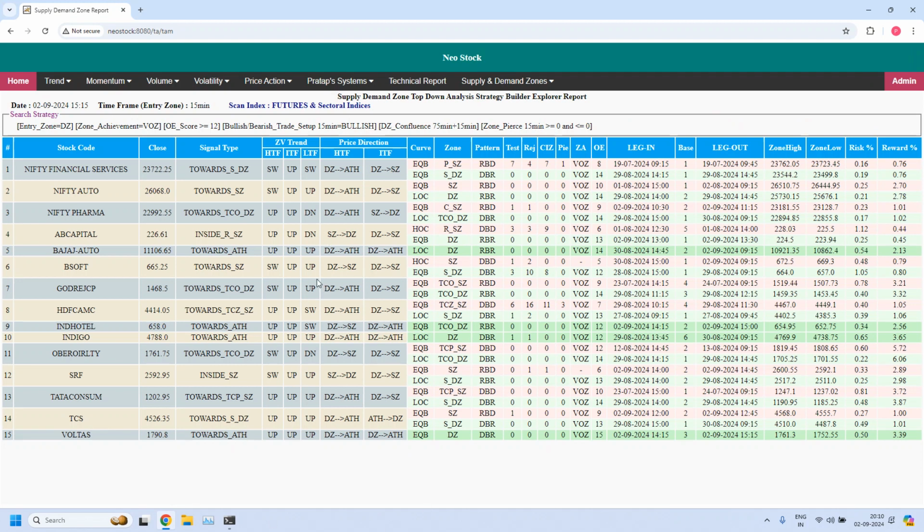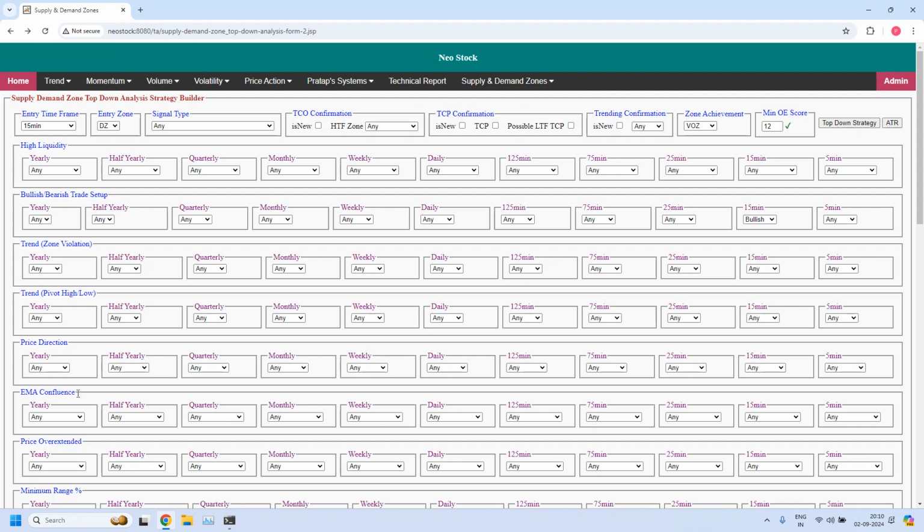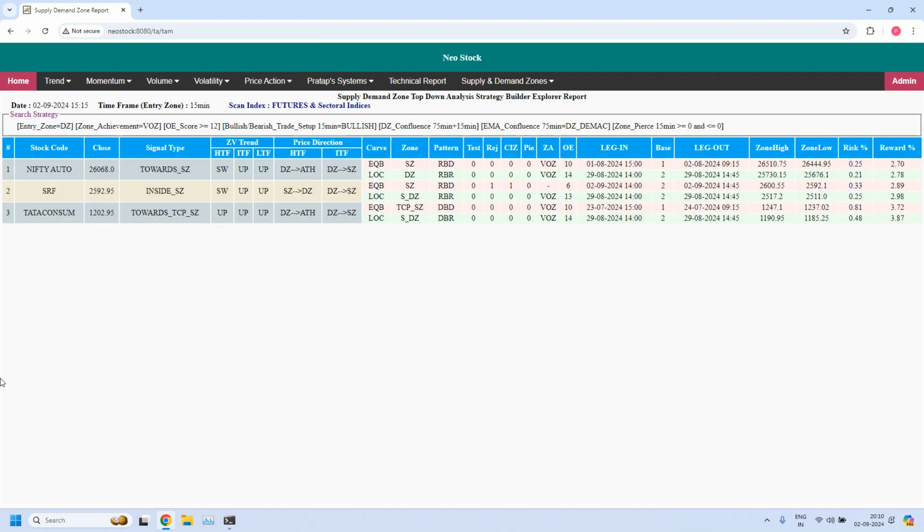The 15 minute zones are now part of the 75 minute zone. Now let us look into whether the 75 minutes zones have EMA confluence with the daily time frame. Let us check daily EMA confluence. So in the EMA confluence in 75 minutes time frame, let us check that the 75 minutes demand zone has daily EMA confluence. Zone is 75, daily EMA confluence. 3 stocks are filtered. These 3 stocks have daily EMA confluence, and also the 15 minute zones and 75 minute zones have confluence with each other.